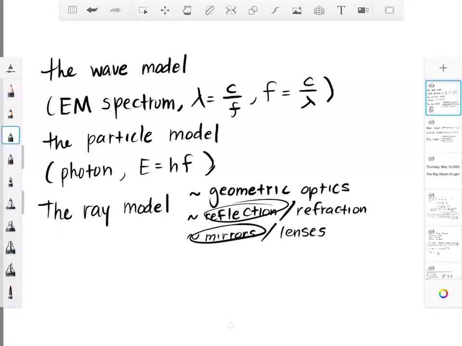Now we can have flat mirrors as well as curved mirrors, right? So they're either going to be called concave or convex. But today we're going to keep it simple and just look at the flat mirror.